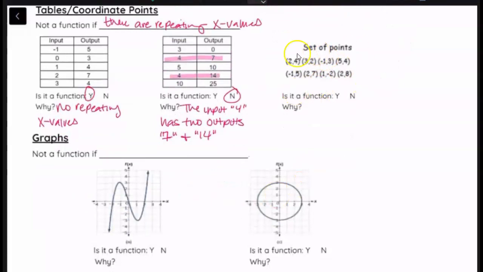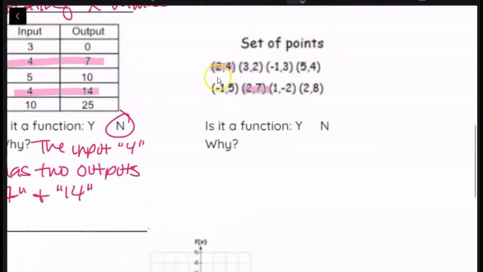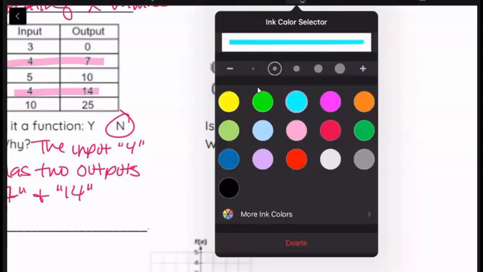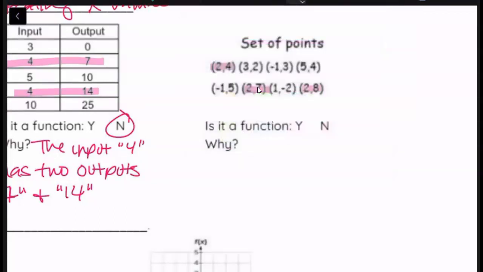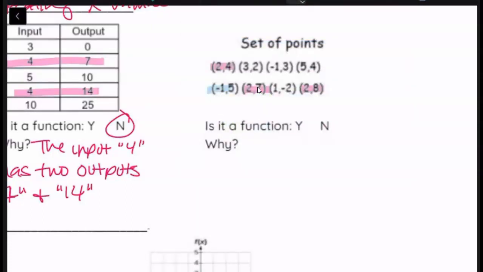Now we look at this set of points. You can notice there are quite a couple of different repeating values. I can see that I have, let me use the highlighter, here, where I have 2 and 4, let me zoom in so it's easier to see. 2, 4, but also 2, 7. But not only that, you can also see that 2 also goes to 8. And then similarly, we have a -1 that goes to 5 and a -1 that goes to 3. So we have repeating values.